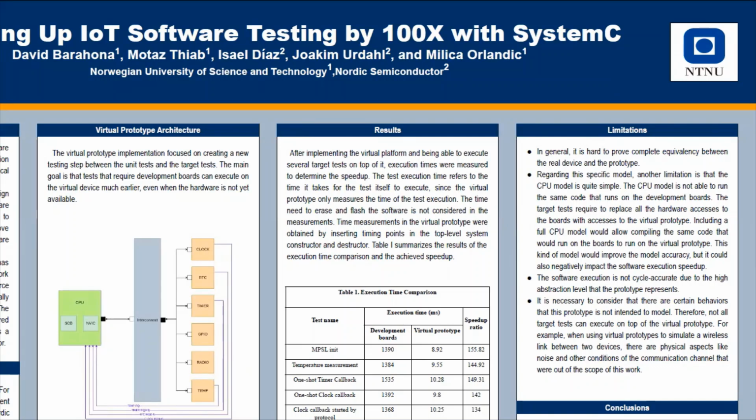And finally, this virtual prototype was designed and was not intended to model certain behaviors. For example, a wireless link between two devices and all the aspects this involves, like noise and other communication channel conditions, were out of the scope of this work.